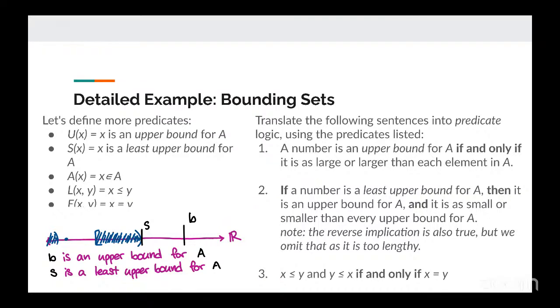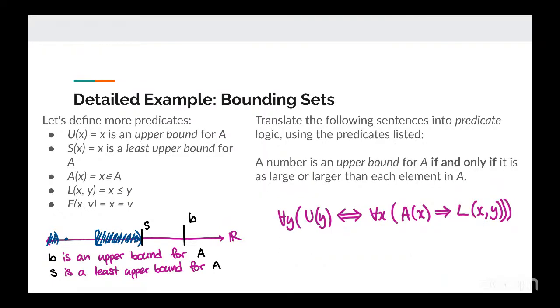So here we're going to use a universal quantifier. Right? So for all numbers y, is an upper bound. So hopefully you can read off the translation here. So y is an upper bound if and only if for all x, if x is an element of A, then x is less than or equal to y.